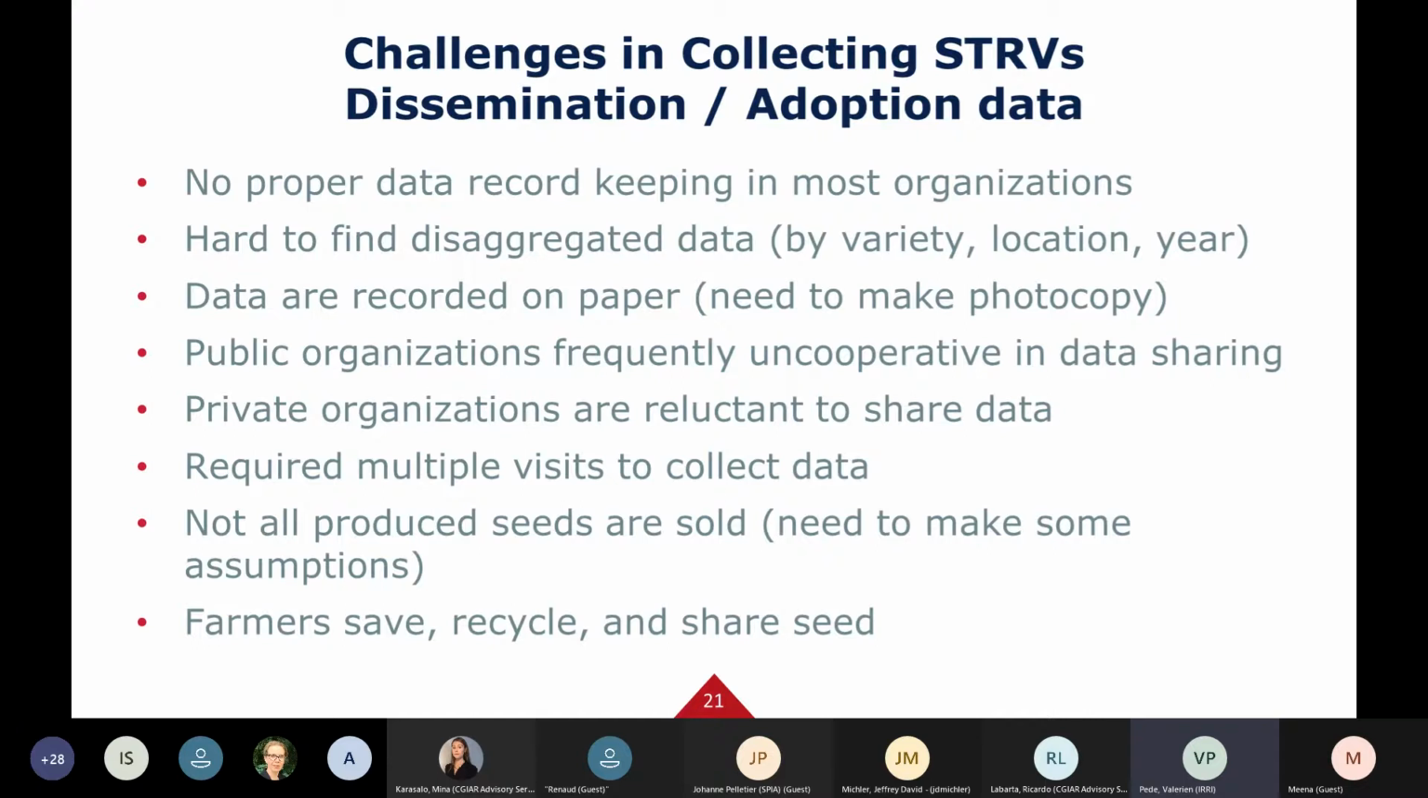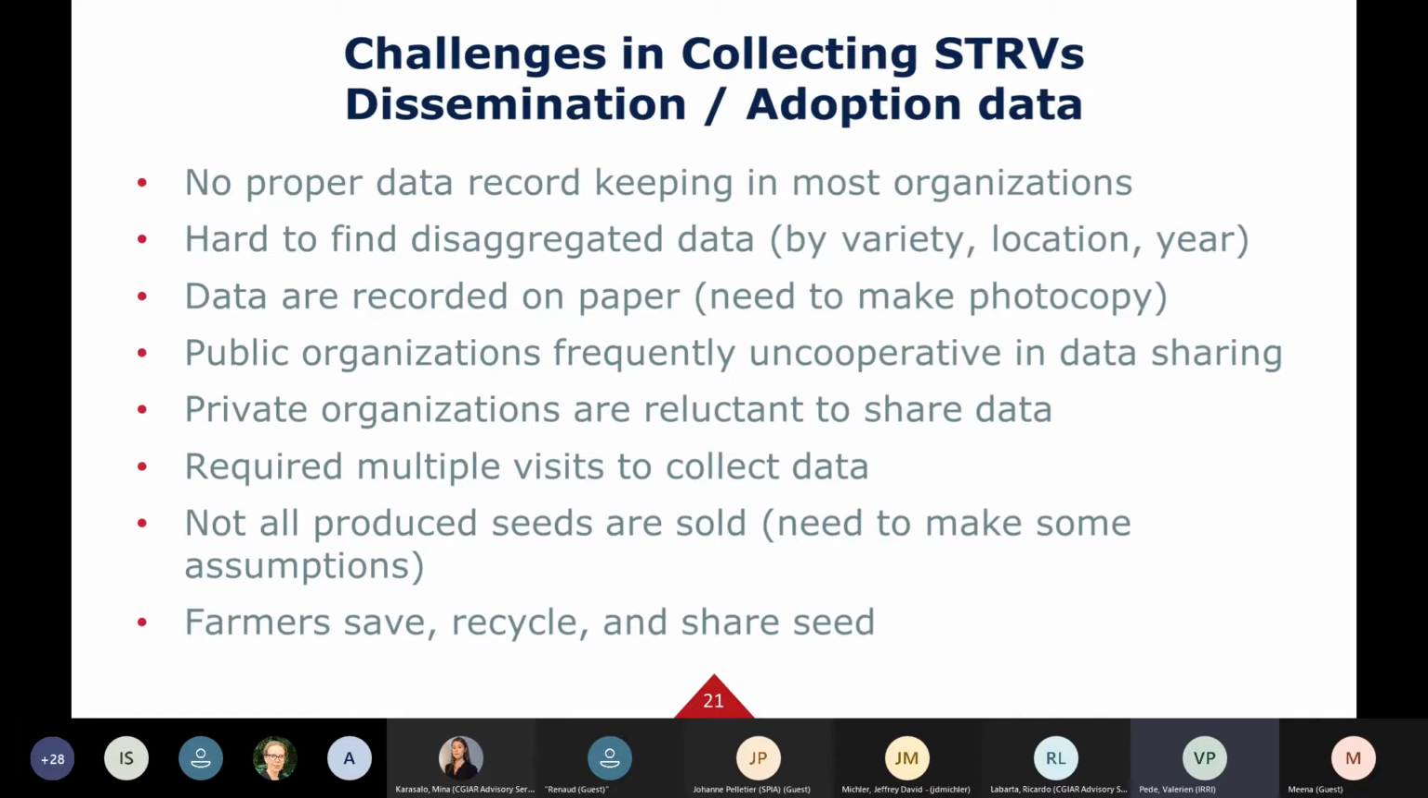Most of the time, in most of the organizations that we visit, there is no proper data record being kept. So it becomes even harder when you need disaggregated data, for example, at the district level, disaggregated by variety, on location, and also when you're looking for historical data. So there are quite some challenges. Most of the data are also recorded on paper, so we have to make photocopies, get people to reach out to the local office and talk to them, build the trust, and then be able to let them provide the information to us.